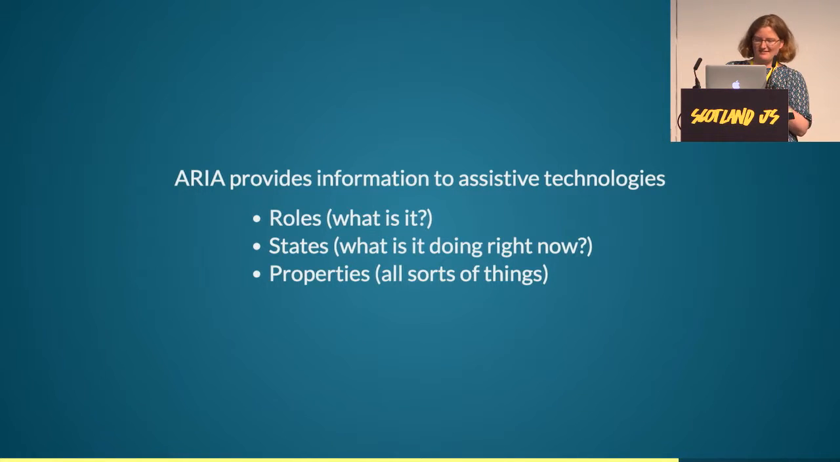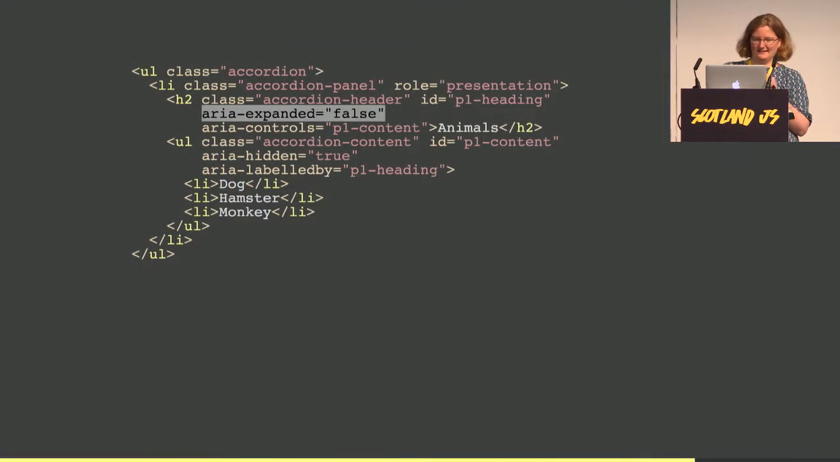So roles, what is it? States, what's it doing right now? So what the checkbox is doing right now, and properties. There's all kinds of different things that are properties, like its accessible name. It's a pretty vague distinction, really, and to be honest, it doesn't really matter that much. In general, states are things that might change, properties not necessarily. But what we can do here is add, I'm just going to show it in HTML. You can add them in by JavaScript as well.